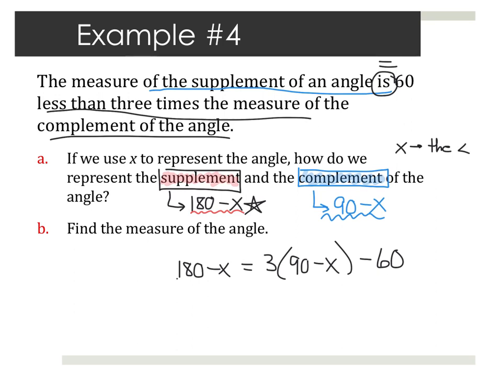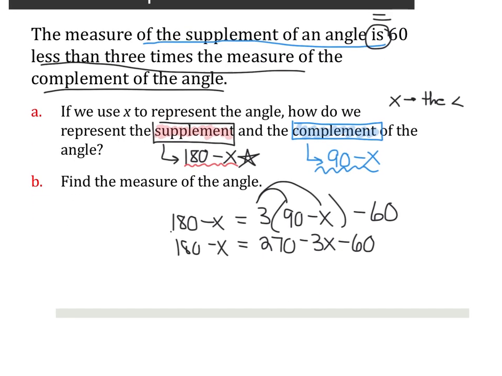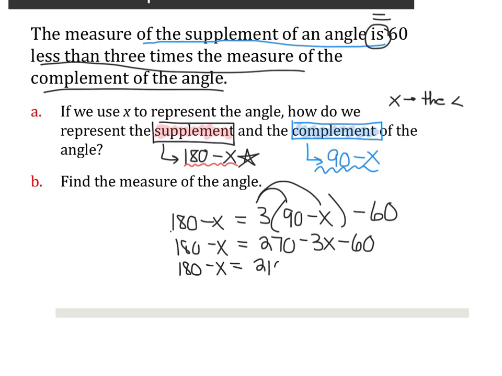So I'm going to go ahead and clean up the right side of this equation. The left is just 180 minus x. This is going to equal 3 times 90, which is 270, minus 3 times x, because I have to distribute here, and then minus 60. I'm going to continue to clean up the right side because I still have some cleaning up to do with the 270 minus 60. 270 minus 60 is 210 minus 3x. And now let's solve. I'm going to add 3x to both sides.